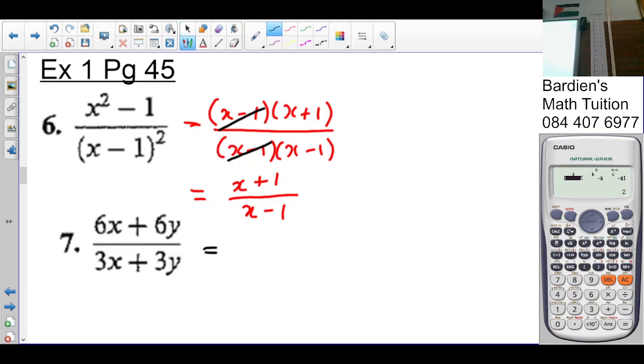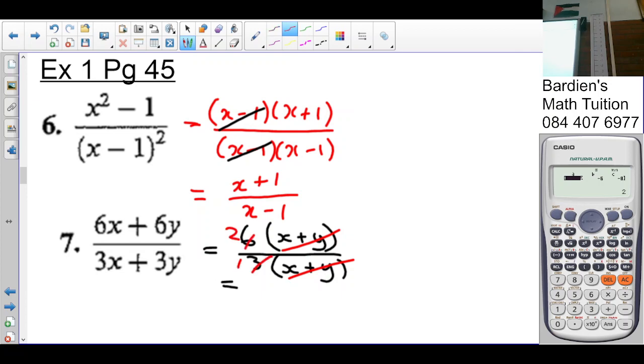Right, number 7. What can happen to x plus 6, x plus 6 plus y? 6 plus x and 6x plus 6y. 6 is common, not so? What are we left with? Over, 3 is common. I'm left with... Now what can cancel? x plus y is cancelled. 3 going into 3 once, 3 going into 6 twice. So what are we left with? 2 over 1, which is 2.